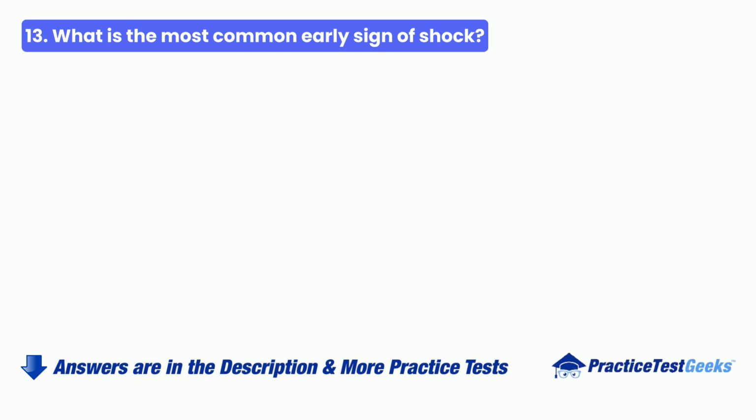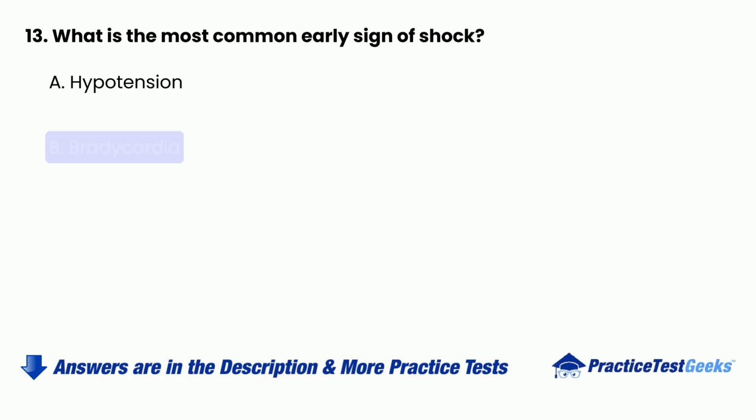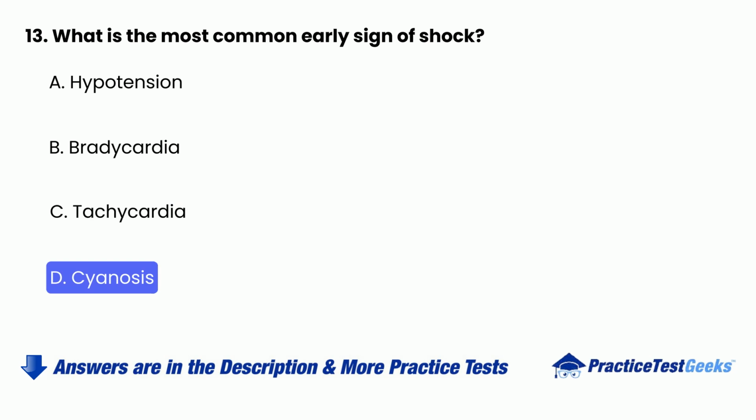13. What is the most common early sign of shock? A. Hypotension. B. Bradycardia. C. Tachycardia. D. Cyanosis.